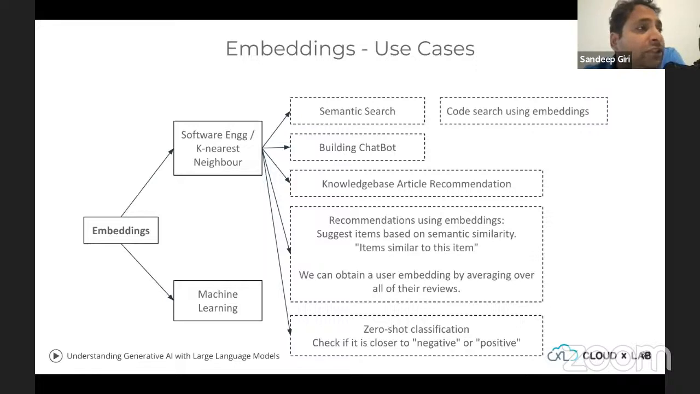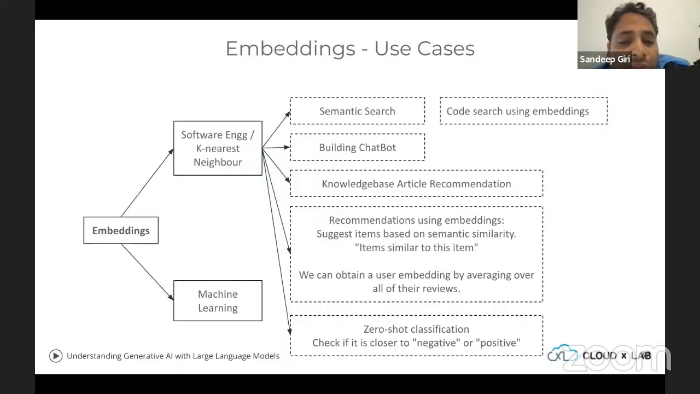So you can build a search engine using the embedding. You can build a chatbot. You can do knowledge base article recommendation. When somebody is asking a question, you can find out which one is closest. Next, you can build a recommendation engine, in general, suggesting items based on semantic similarity.